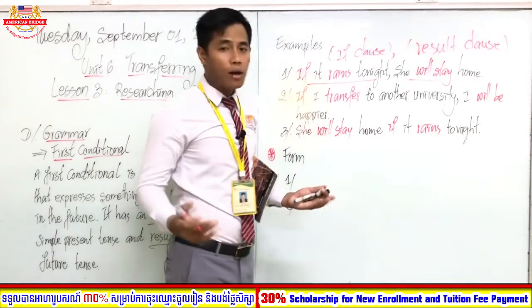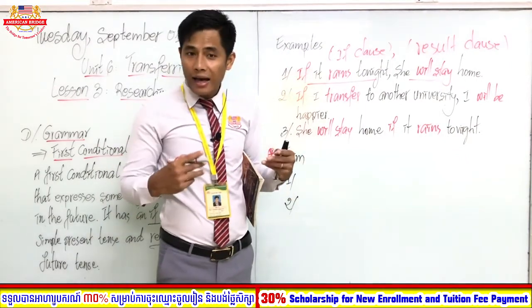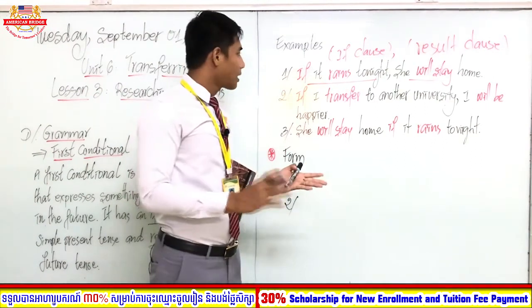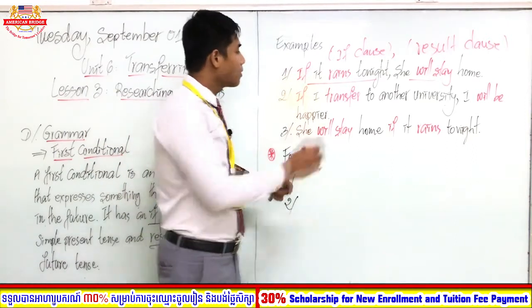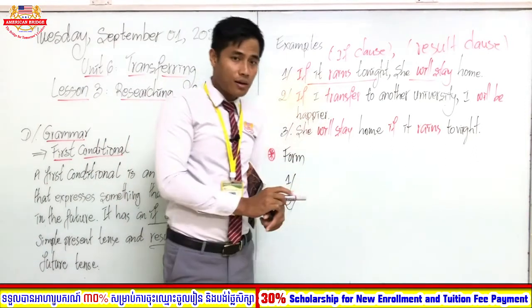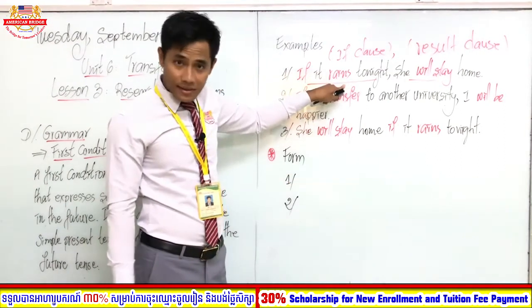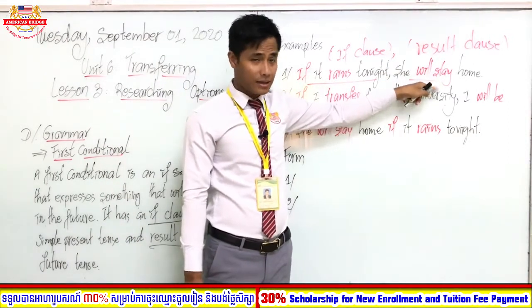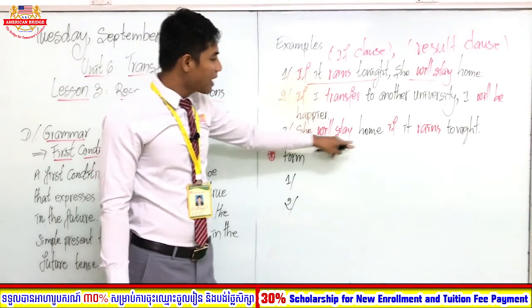Okay, students, so you know already about clause. A clause is smaller than a sentence. A clause contains a subject and a verb. So you see one subject and one verb. This if clause is in the present simple, and this is future tense. Number 3, she will stay home.